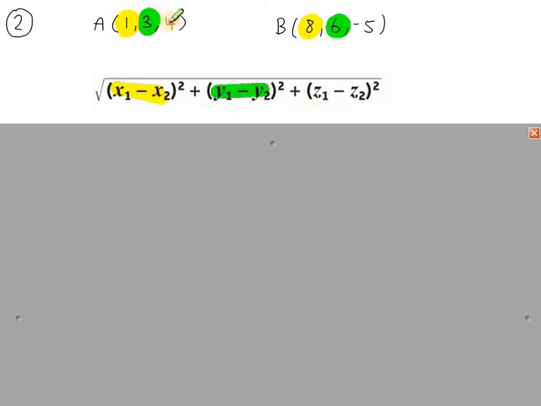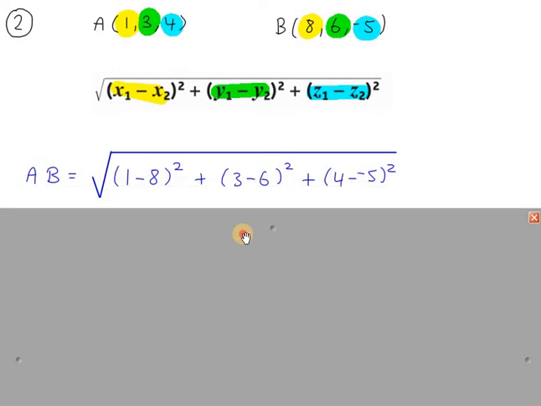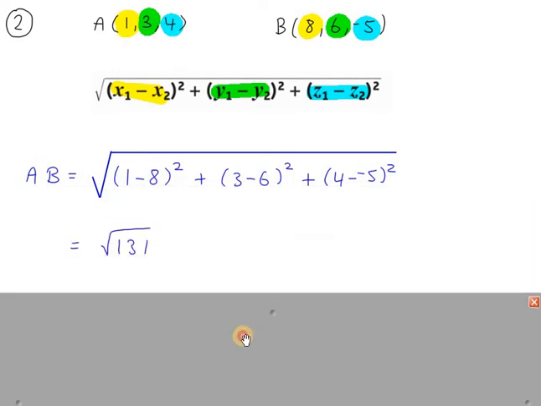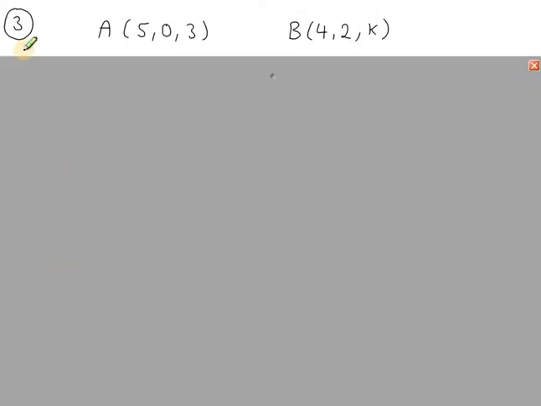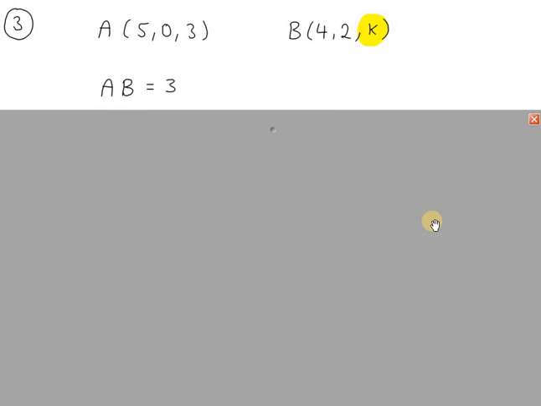And then the same with the z coordinates. Subtract them, put them in brackets, squared, simplify. So the distance AB is root 131. Example 3. Now we have an unknown value here, but the distance between A and B is given, it's 3.